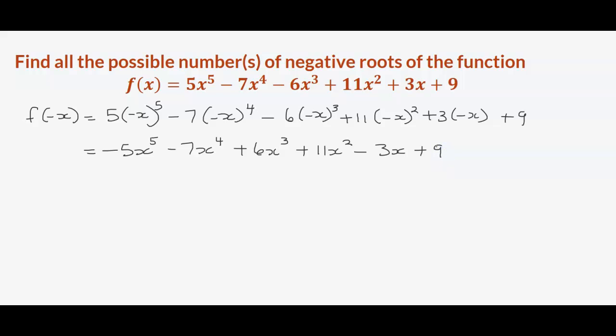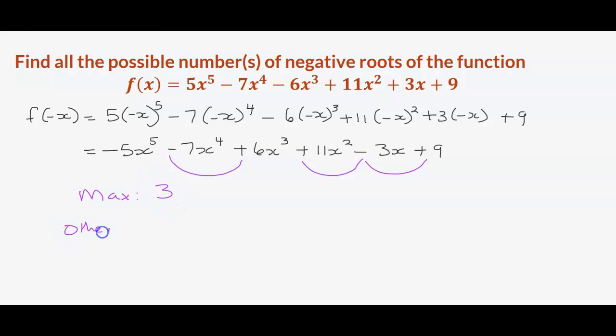So now what we're going to do is pay attention to where the signs are changing. Our signs are changing right here. This is one change here. This is another change here. And then this is another change here. So we can say that the maximum number of negative roots is 3.